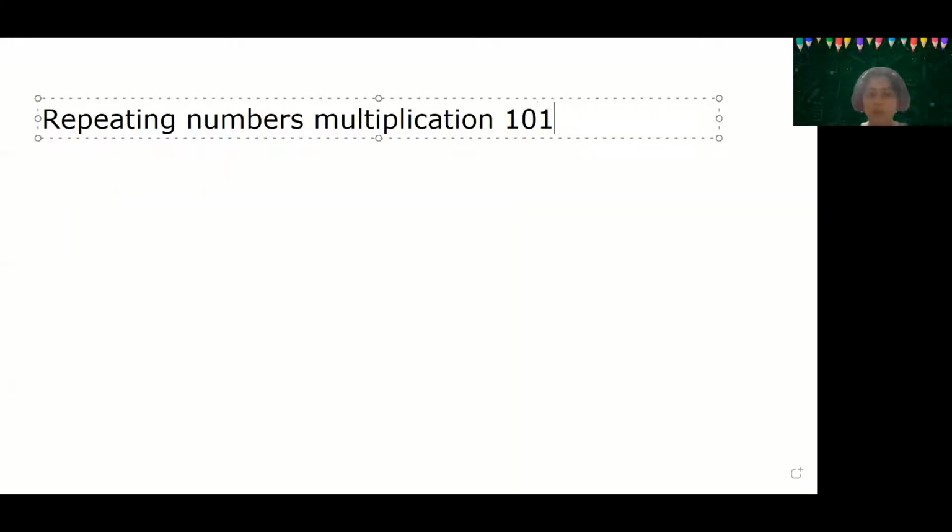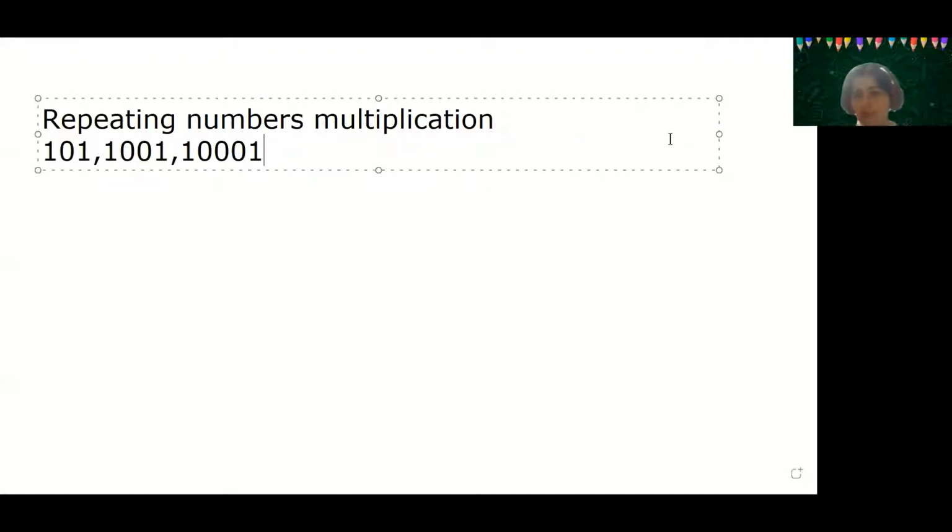Like 101, 1001, 10001. So this is the method: repeating numbers multiplication. If we have a number multiplied by 101, 1001 and 10001.